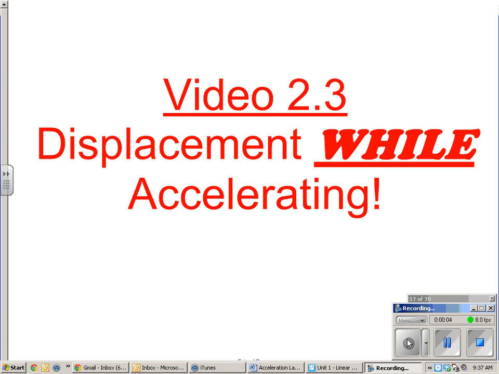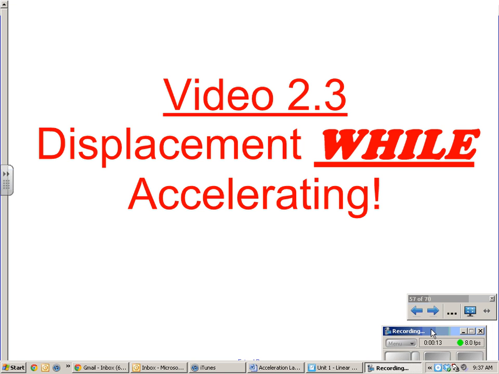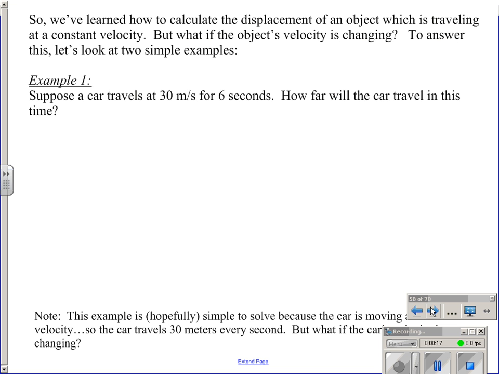Welcome to video 2.3. We're going to learn today about how to calculate the displacement of an object that's accelerating, which is actually a little bit more complicated than you might think, and we will learn why. We've already learned how to calculate the displacement of an object that's traveling at a constant velocity, but what if the velocity is changing? To answer this, we're going to look at two simple examples.